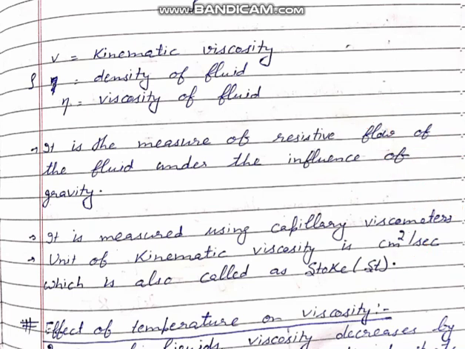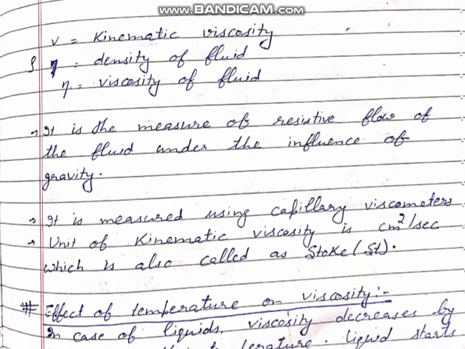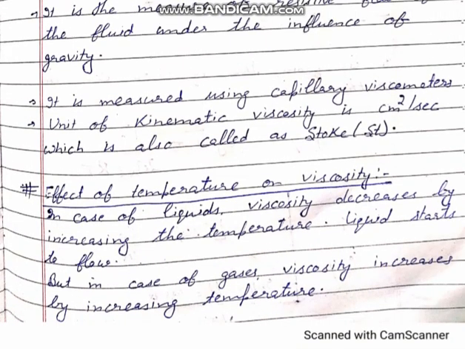Now there is another topic which is also very important in case of flow of powder or flow of fluids. That is, what is the effect of temperature on the viscosity. In case of liquid, viscosity decreases by increasing the temperature. Liquid starts to flow when the temperature is increased. But in case of gases, viscosity increases by increasing the temperature. Here, the viscosity is directly proportional to temperature in case of gases, but the viscosity is inversely proportional to temperature in case of liquid.